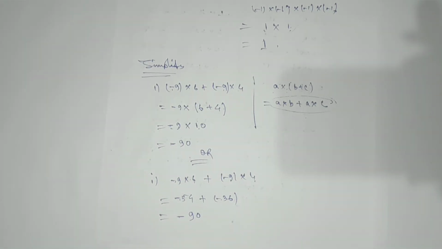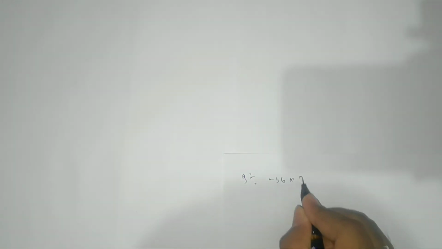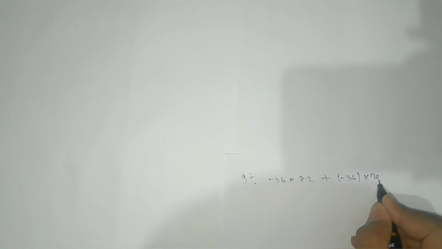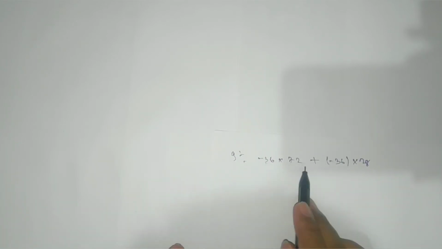Take another problem. We can see the another problem here. Let's take page for another problem here. Simplify minus 36 into 72 plus minus 36 into 28. So if we multiply like this, it will be hectic for you. It will take lots of time.